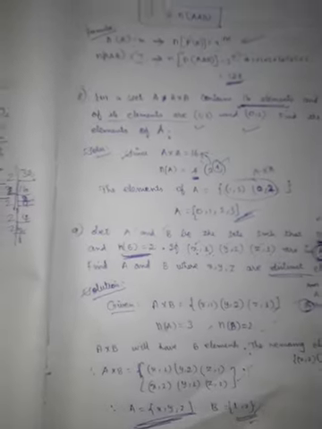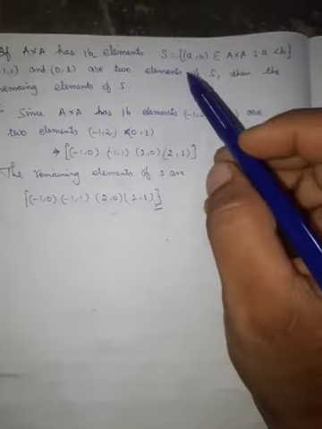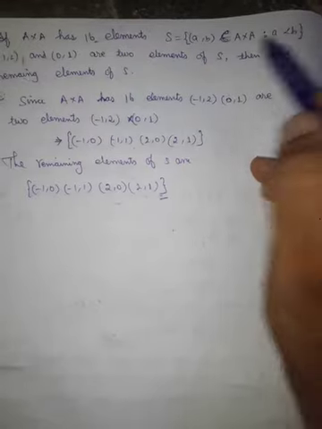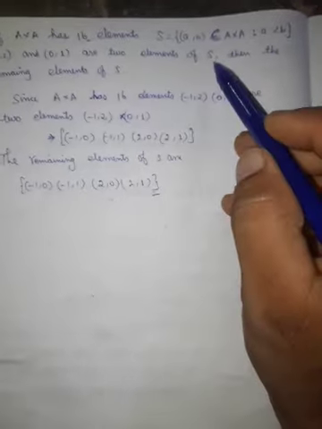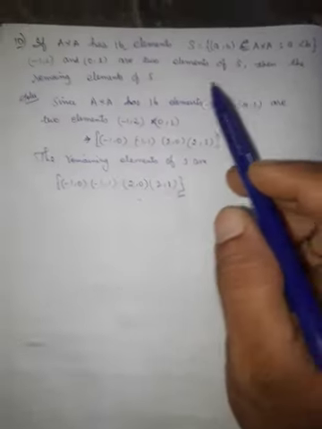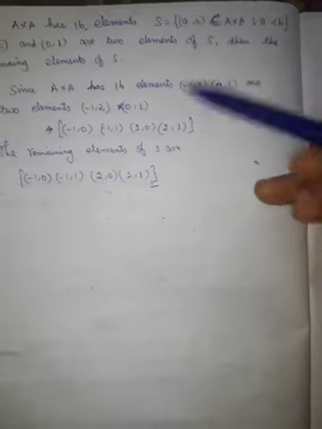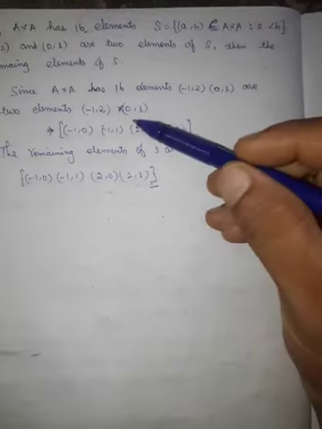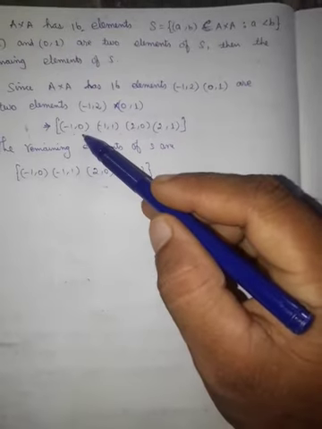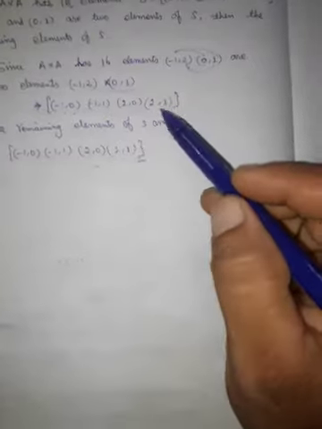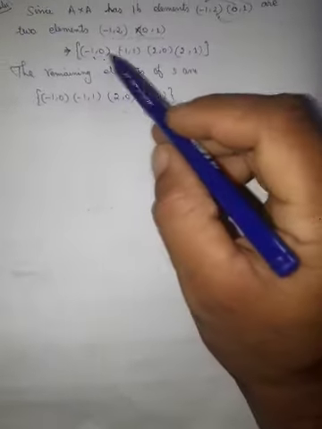Then the 10th question: if A cross A has 16 elements, S equal to (a,b) belongs to A cross A with a less than b, and (-1,2) and (0,1) are two elements of S, find the remaining elements of S. Since A cross A has 16 elements, with (-1,2) and (0,1) as two elements, the remaining elements of S are (-1,0), (-1,1), (2,0), (2,1). That is the answer.